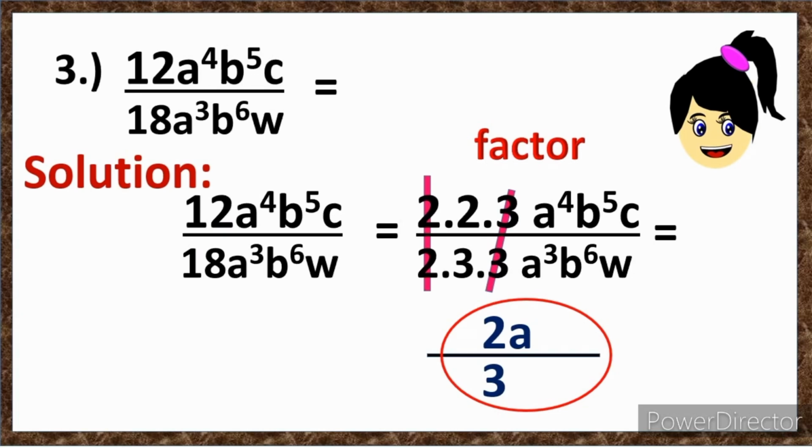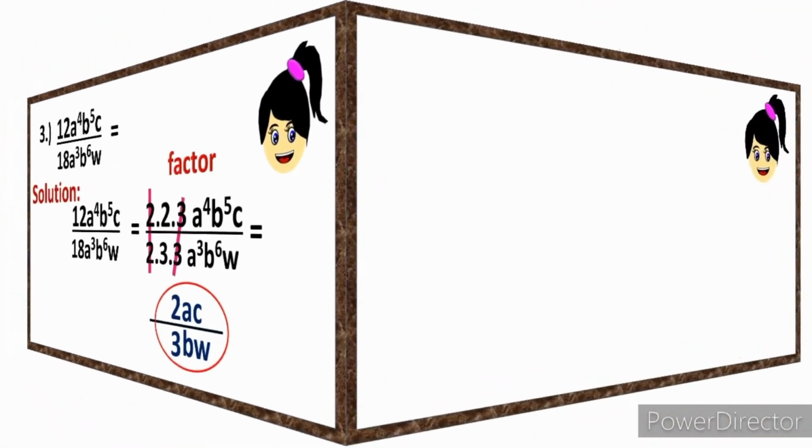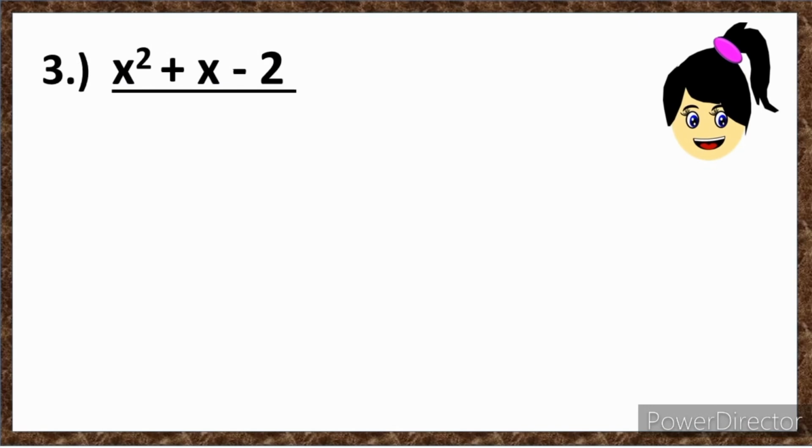Okay, next, b raised to 5 over b raised to 6. Quotient power, we subtract the exponents. 5 minus 6 is negative 1, so we have b raised to negative 1. Let's make it a positive exponent. Apply the negative exponent, so it will become 1 over b. That's why the b is in the denominator. Next, we're going to copy c and w, because they have no common factor, so we just copy them.